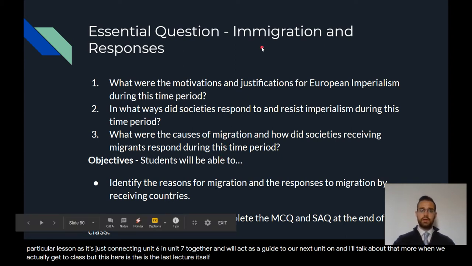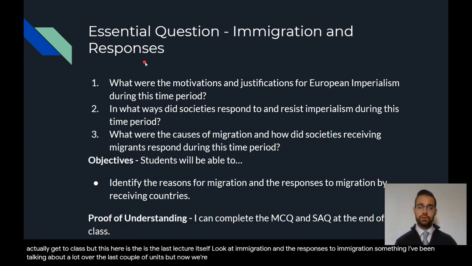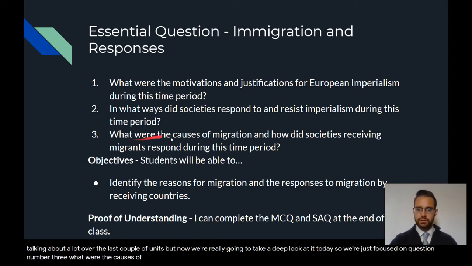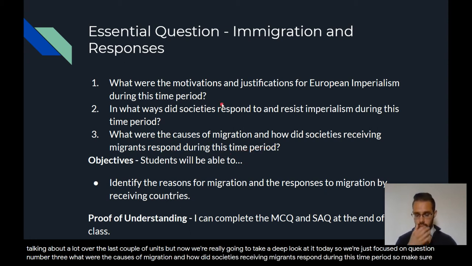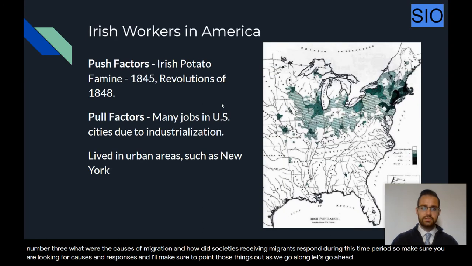Today, we're going to be looking at immigration and the responses to immigration, something I've been talking about a lot over the last couple of units, but now we're really going to take a deep look at it today. So we're just focused on question number 3. What were the causes of migration and how did societies receiving migrants respond during this time period? So make sure you are looking for causes and responses, and I'll make sure to point those things out as we go along. Let's go ahead and get started here.